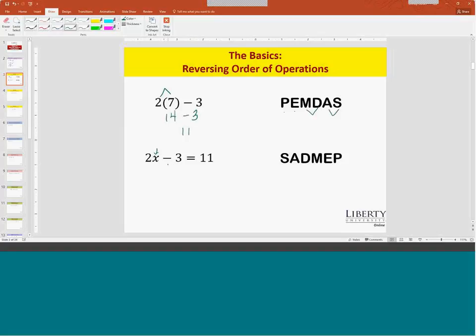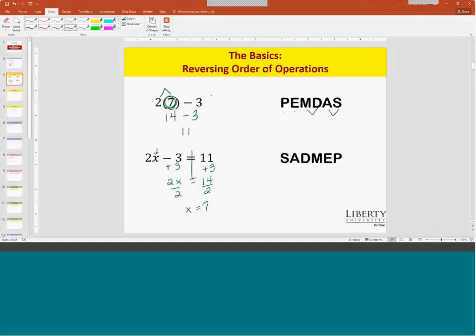So we're going to add 3 first to both sides, because we've got to undo subtracting 3. And we do it to both sides because this is an equation and we need to keep it equal. That gives me 2 times some number is equal to 14. We've got to undo multiplying that number by 2 by dividing by 2 on both sides. And so x is going to give me 7, which is what this number was up here anyway.